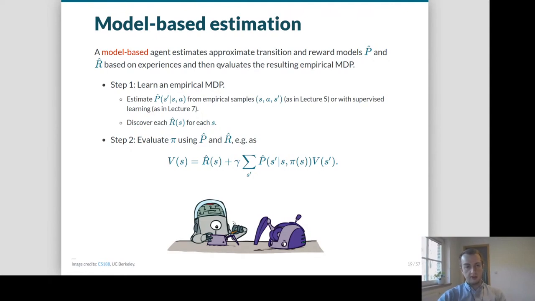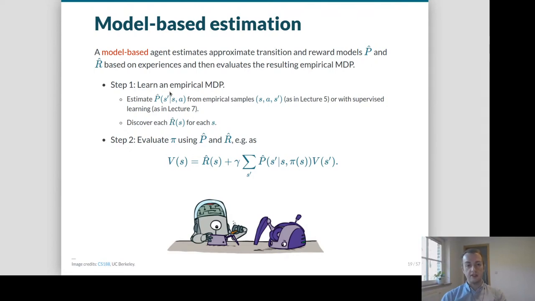So concretely, this will happen in two steps. In the first step, we will learn an empirical MDP, meaning that we'll try to estimate this conditional probability P of S prime, the next state, when you are in state S and take the action A. And we'll try to do that from empirical samples, and in particular from transitions S, A, S prime, that we can collect by just executing the policy. And this is something we can do in a similar fashion to the sampling algorithms that we've seen in lecture 5, when we talked about how to solve inference problems by sampling. We were basically building approximations of these conditional probabilities that we were after.